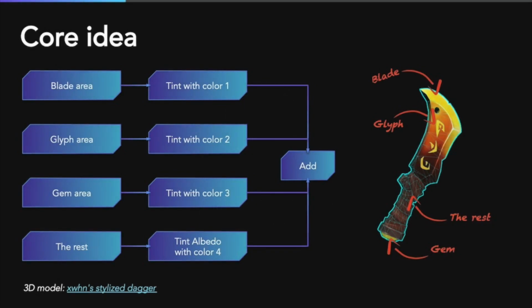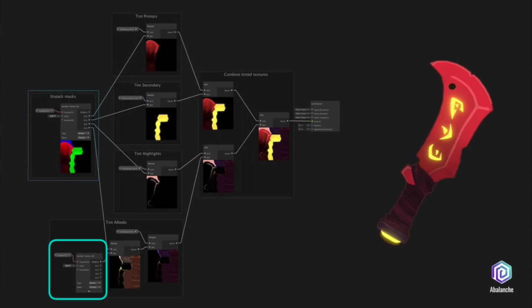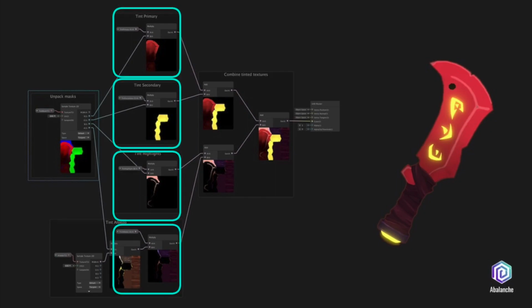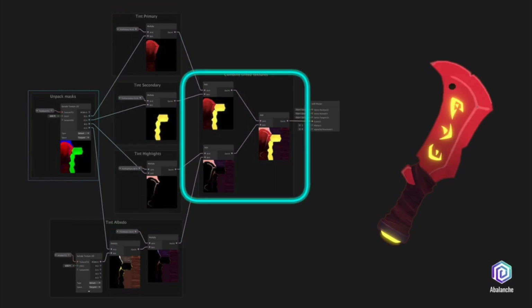In a short summary, we will have to do the following steps. The first two are loading the albedo texture and the mask texture. Then we split the channels of the mask texture to separate the masked areas. The next step is tinting each area and combining them together.